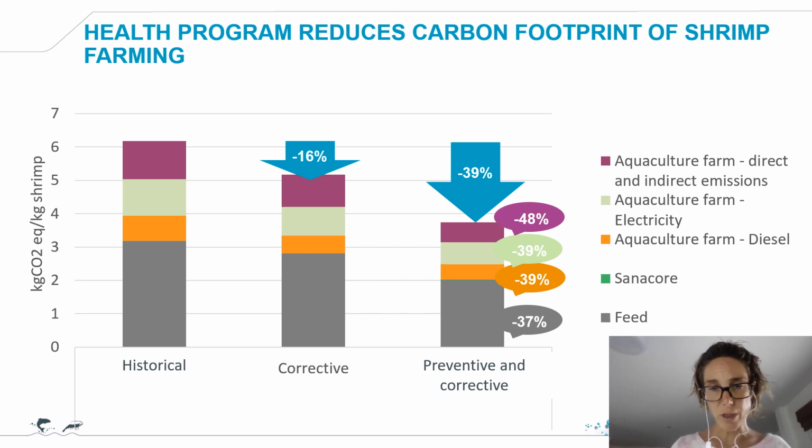We saw an important reduction of the carbon footprint in the preventive plus corrective approach, 39% reduction. There is an important reduction of the aquaculture farm direct and indirect emissions, and of course a clear reduction in feed. These evaluations are normally not conducted by Adisseo itself, but by other organisms, third-party consultants who are specialized in the evaluation of CO2 emissions in aquaculture. But it's very interesting to see that preventive approaches can have such an impact on the carbon footprint of shrimp farming nowadays. This is getting very important every day, not only in Asia, but also in other regions of the world.